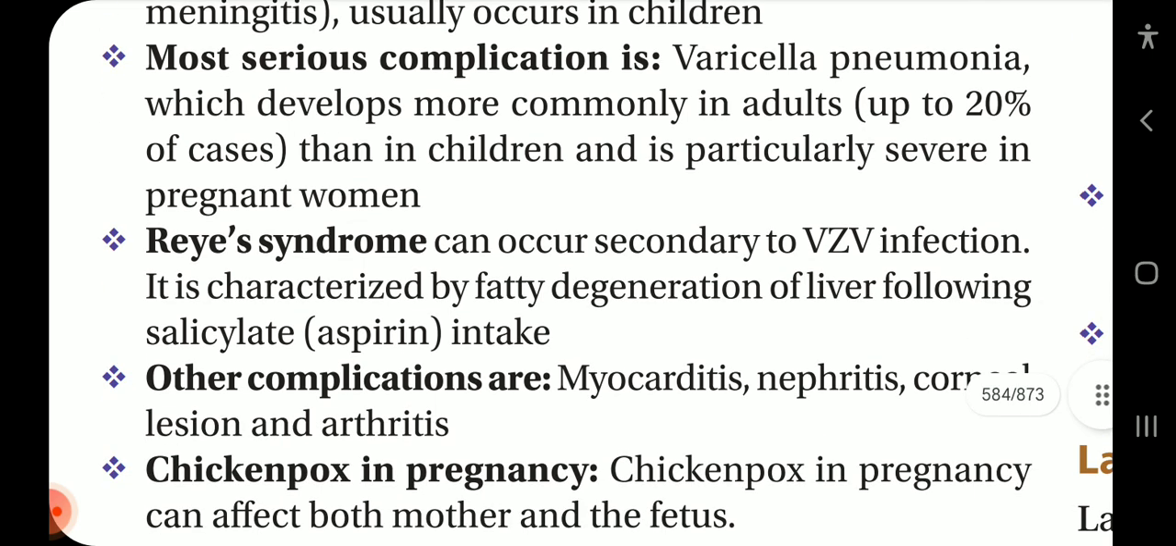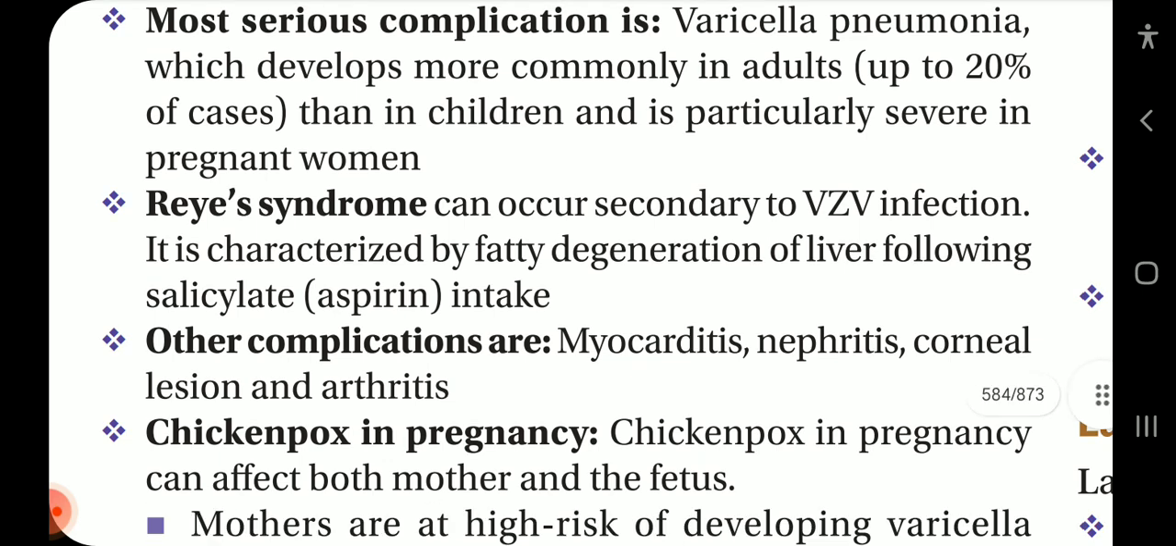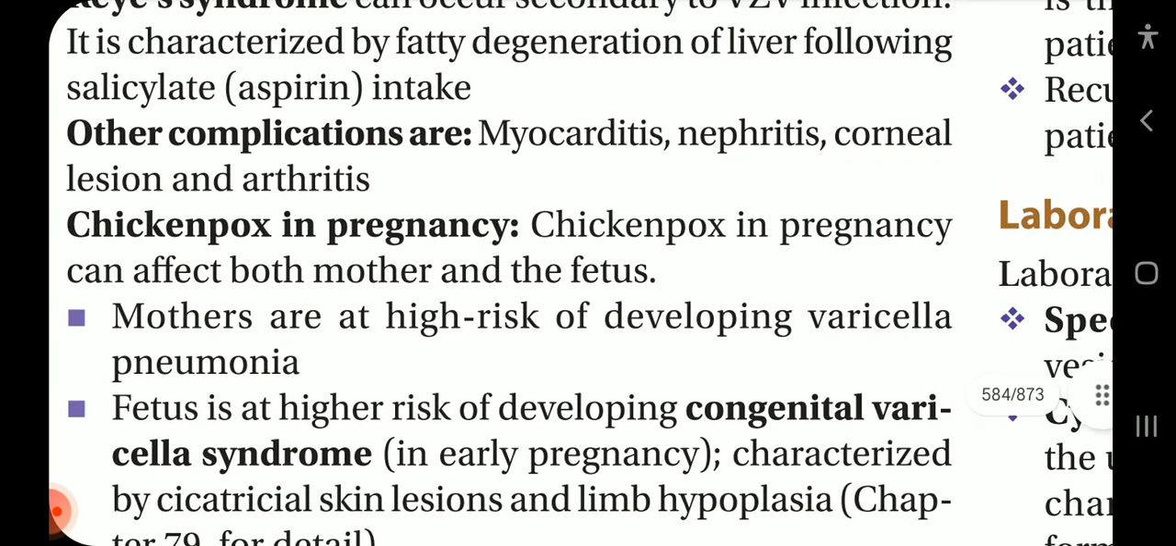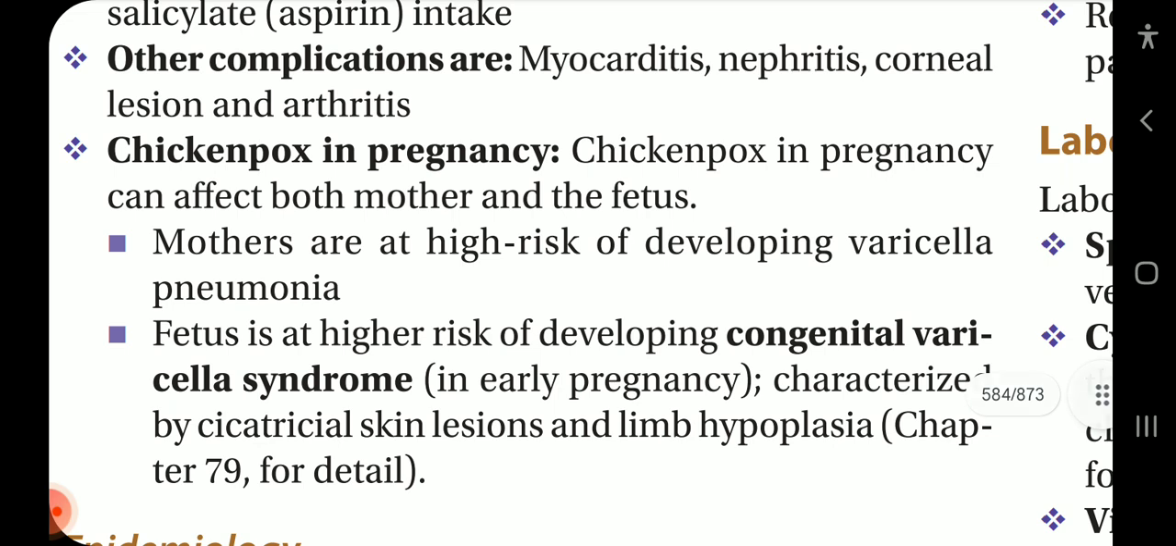Most serious complication is varicella pneumonia, which develops most commonly in adults, up to 20% of the cases, than in children, and is particularly severe in pregnant women. Reye syndrome can occur secondary to VZV infection. It is characterized by fatty degeneration of liver following salicylate, aspirin, intake. Other complications are myocarditis, nephritis, corneal lesion, and arthritis.